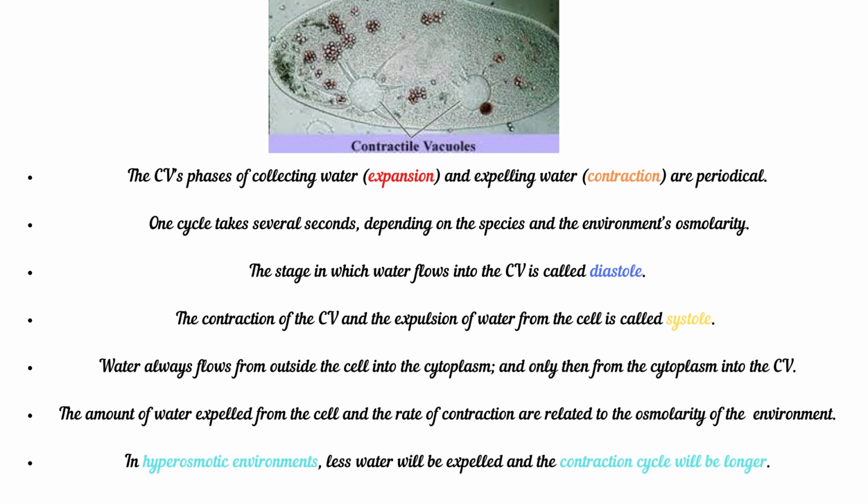The stage in which water flows into the contractile vacuole is called diastole, and the contraction of the contractile vacuole and the expulsion of water from the cell is called systole. Water always flows from outside the cell into the cytoplasm and only then from the cytoplasm into the contractile vacuole. The amount of water expelled from the cell and the rate of contraction are related to the osmolarity of the environment. In a hyperosmotic environment, less water will be expelled and the contraction cycle will be longer.